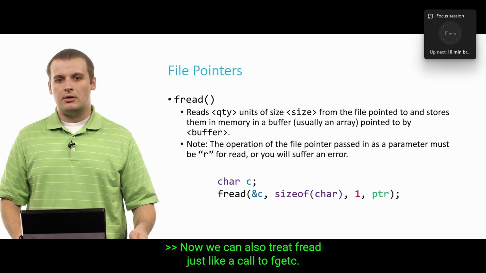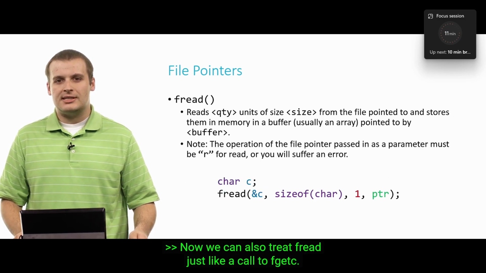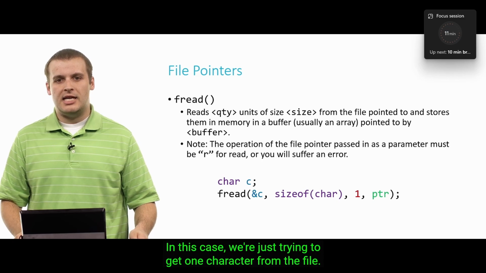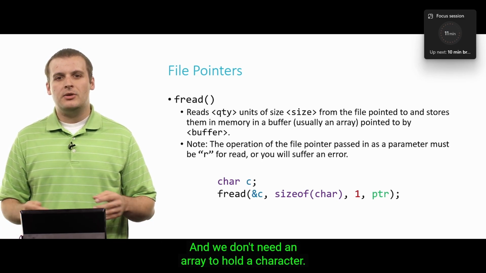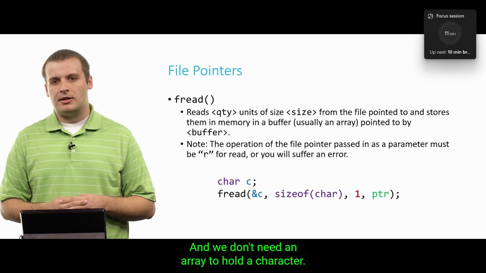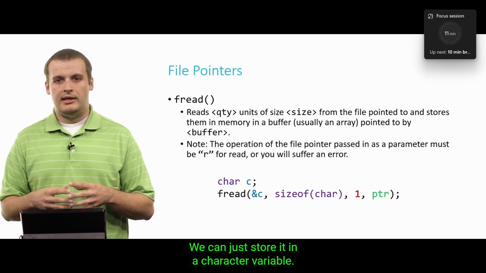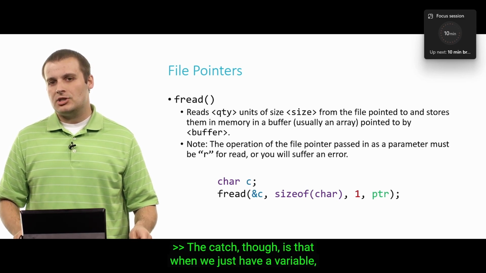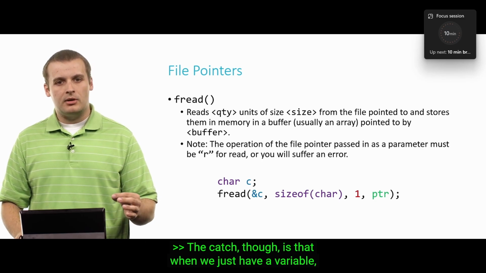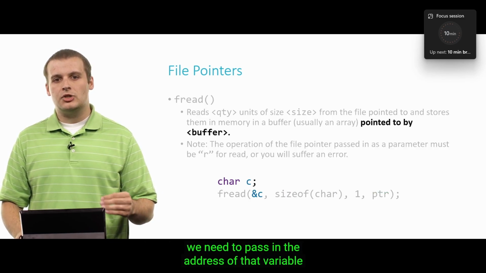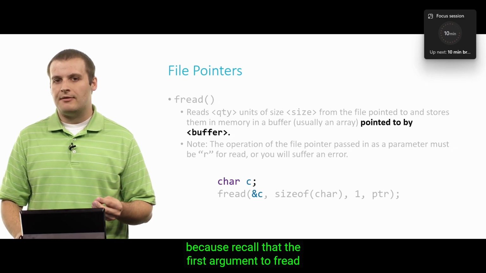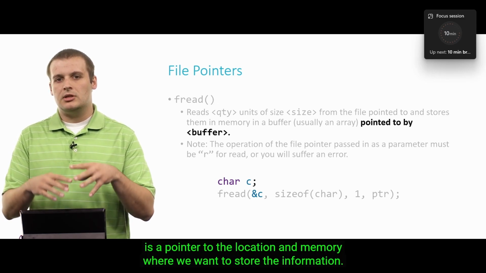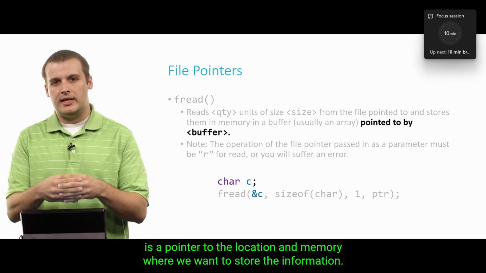Now we can also treat fread just like a call to fgetc. In this case, we're just trying to get one character from the file. And we don't need an array to hold a character. We can just store it in a character variable. The catch, though, is that when we just have a variable, we need to pass in the address of that variable, because recall that the first argument to fread is a pointer to the location in memory where we want to store the information.